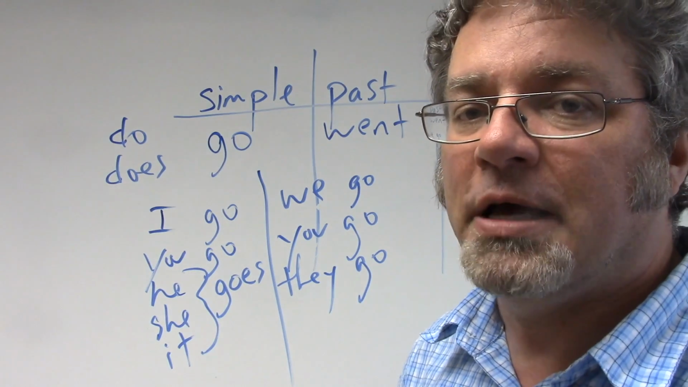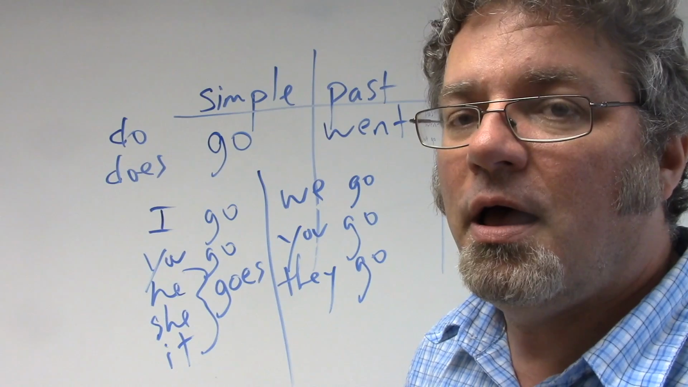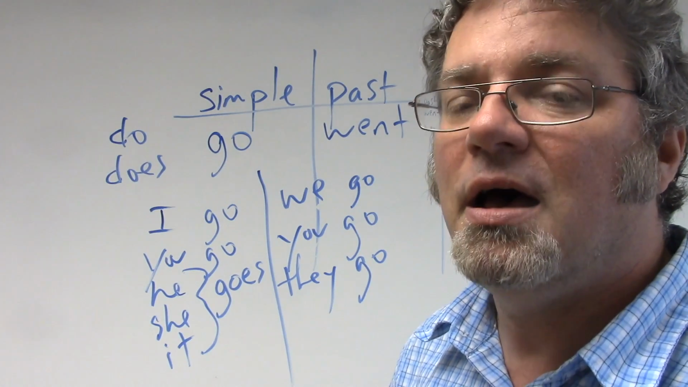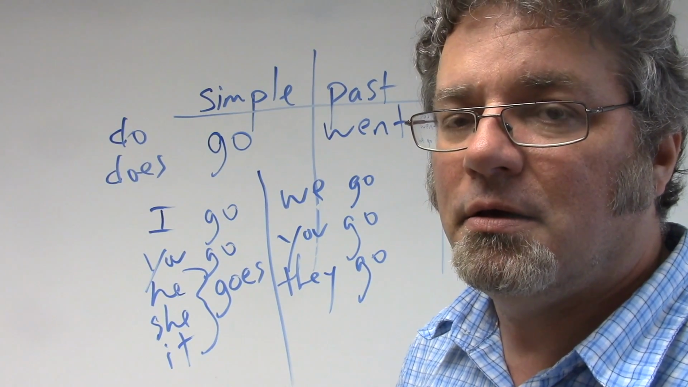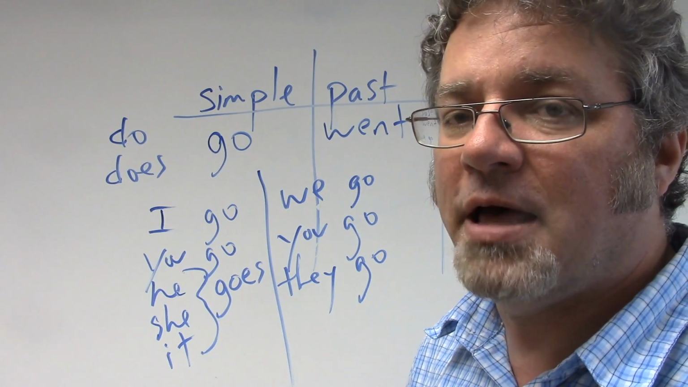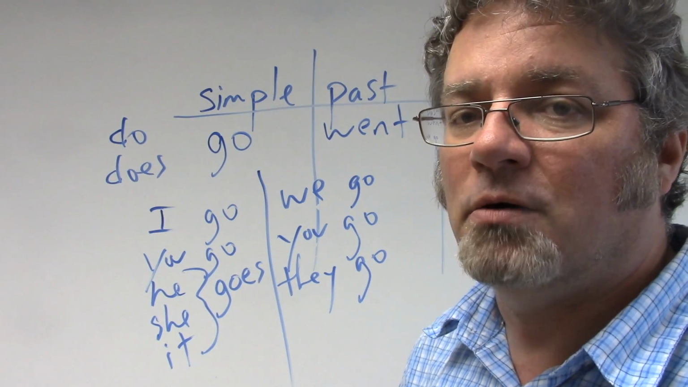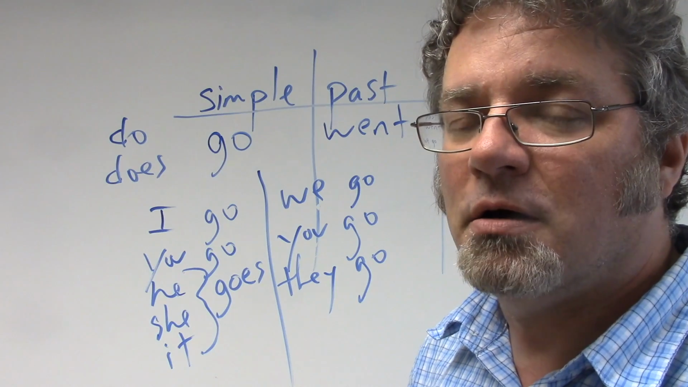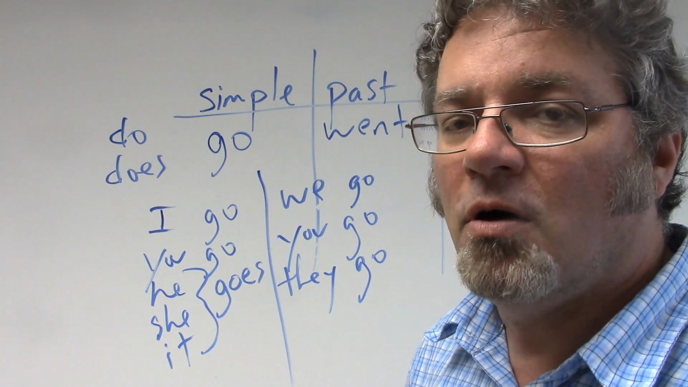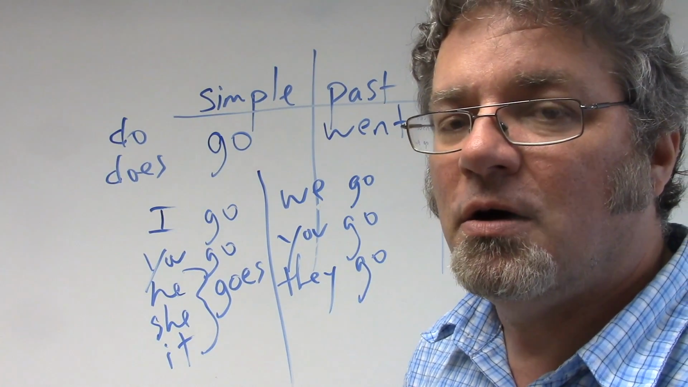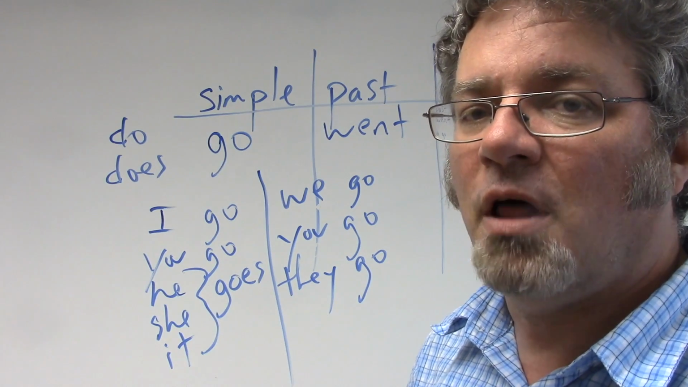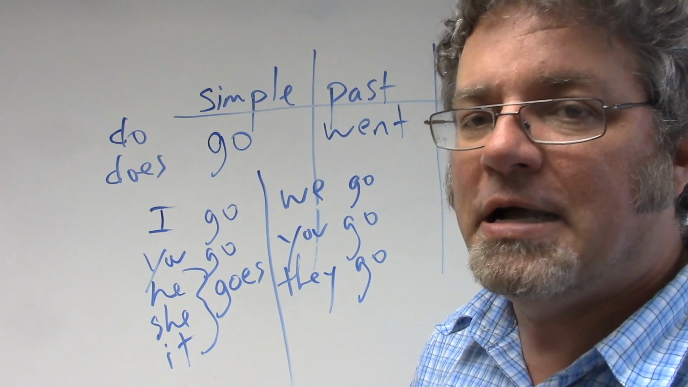The simple present tense is used for activities that happen every day. It's an activity that might be happening now, but it's a routine activity, or it's a scheduled activity, or it's an important part of your life, but you do it every day.